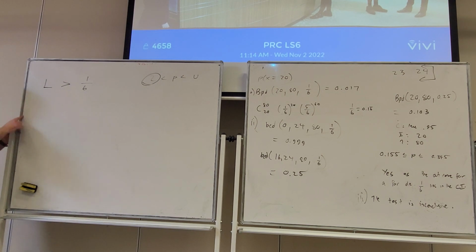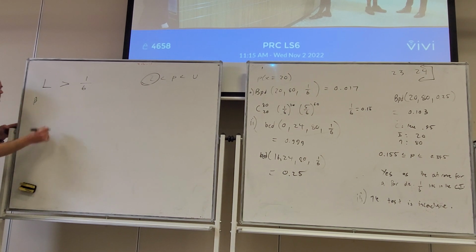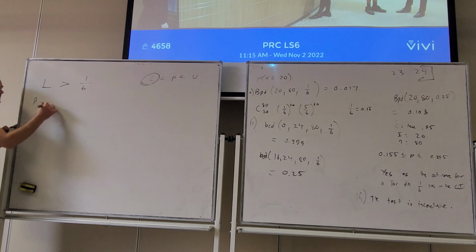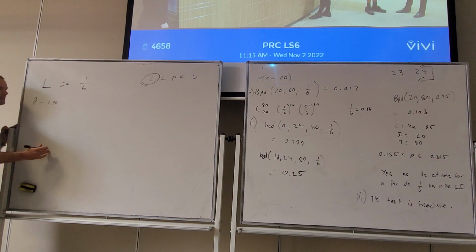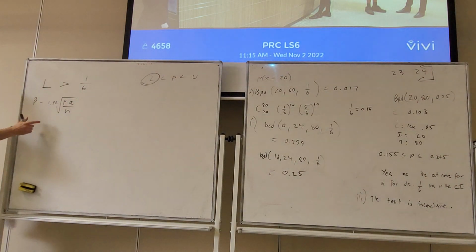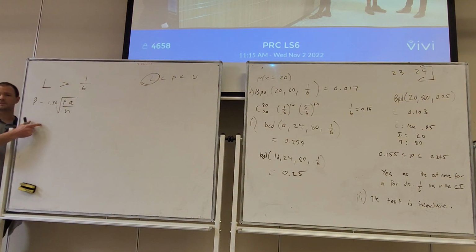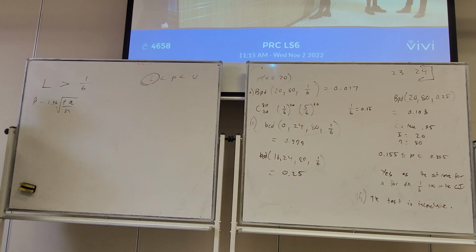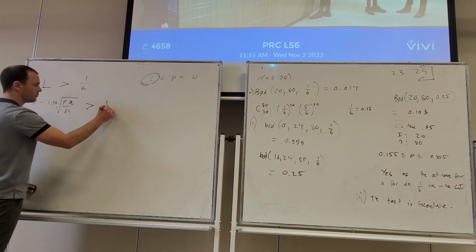So the first way is with the equation, right? For a 95% confidence interval, we have p hat minus 1.96 times the square root of PQ on N. That's the lower boundary of the confidence interval for a proportion, right? And that has to be larger than 1 on 6.